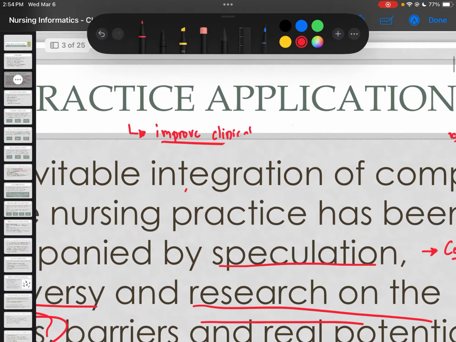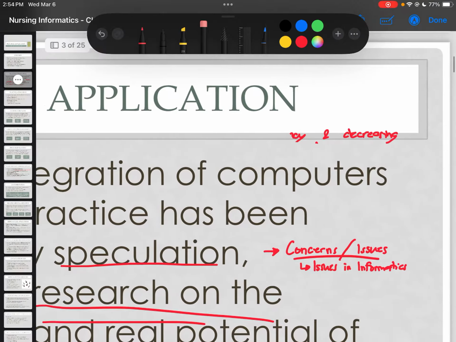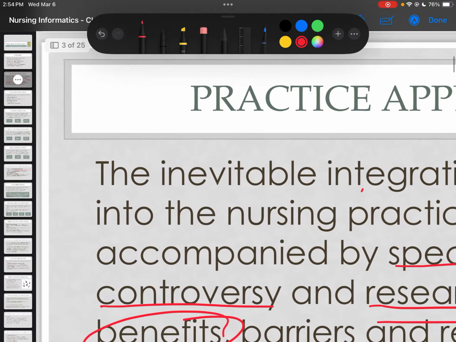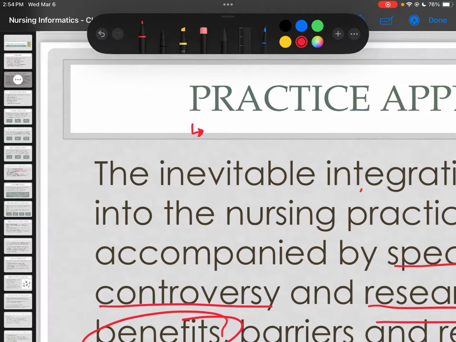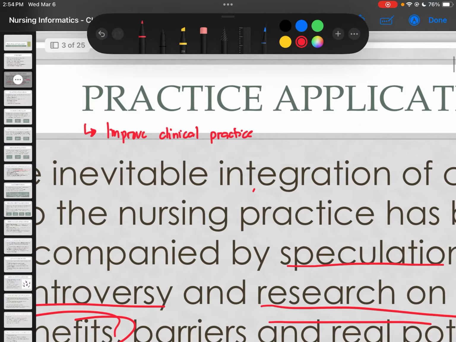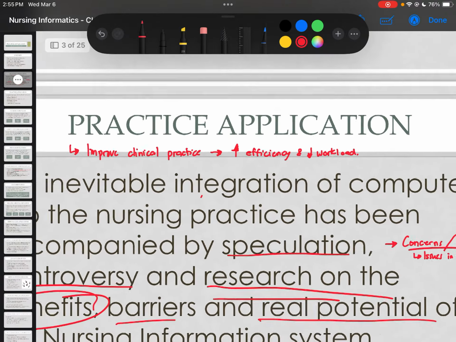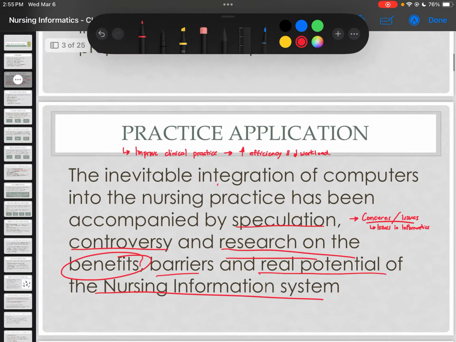Mainly, class, its main benefit is to improve clinical practice. How does it improve clinical practice? Obviously, we've already talked about this. It increases efficiency and decreases workload. That is one of the main benefits as to why we use technology.